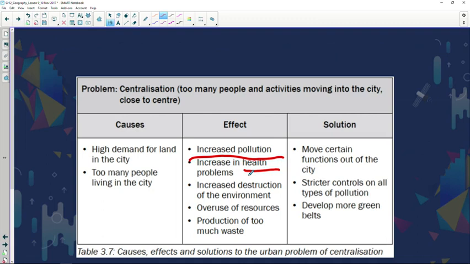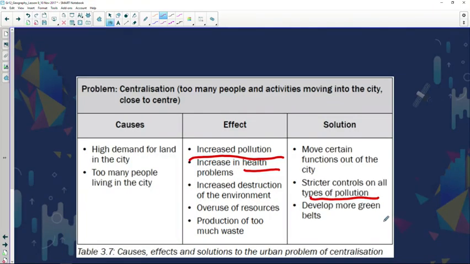Now, what are the solutions that we can do? Decentralization. Take some of these businesses away from the CBD. Now, obviously, stricter control, bylaws, and even fines on people that pollute, and definitely create more green areas, green belts like parks, plant more trees where people can go and relax. It's going to reduce the noise pollution as well.